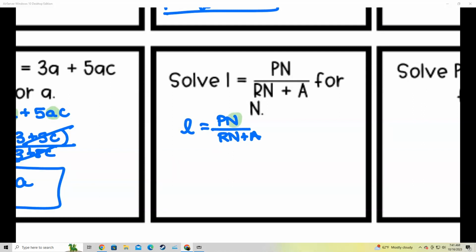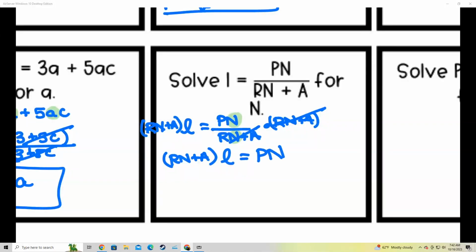Unfortunately, there's two really weird things going on here. I have an n on the bottom. We do not like our variables on the bottom. And the only way you can get rid of variables on the bottom is to multiply both sides by whatever you have as a denominator. So my very first step is I'm going to multiply both sides by the denominator. I'm going to multiply this side by Rn plus A, and I'm going to multiply this side by Rn plus A. These are going to cancel. I'm left with Rn plus A times L is equal to Pn.